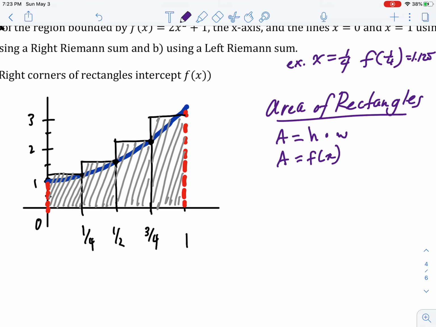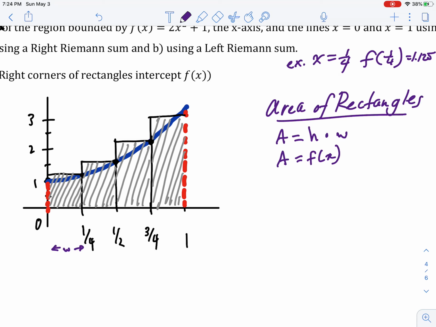Well, what about our width here? We might be tempted to just say our width is whatever x is, and it makes sense for this first problem. Our width here is indeed 1/4, right? But what about for the next rectangle? Is the width of that rectangle 1/2? No, it's still just 1/4. So how could we notate that?